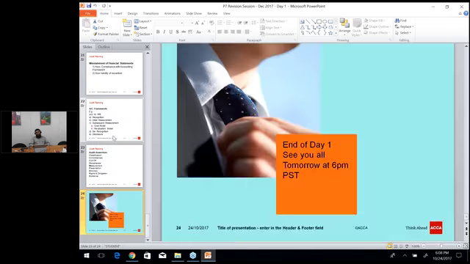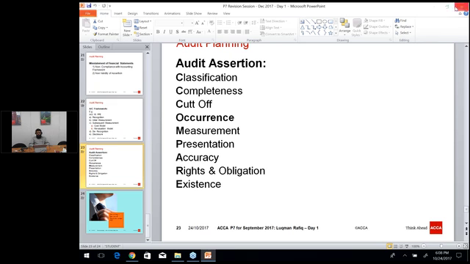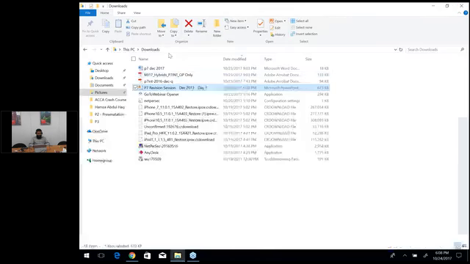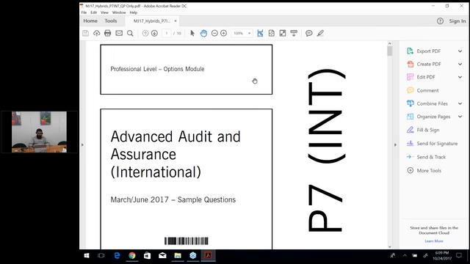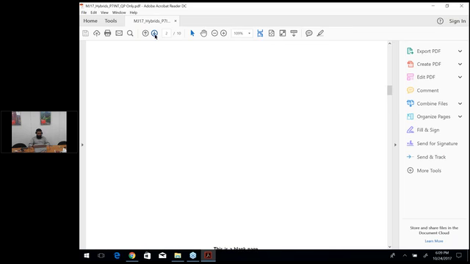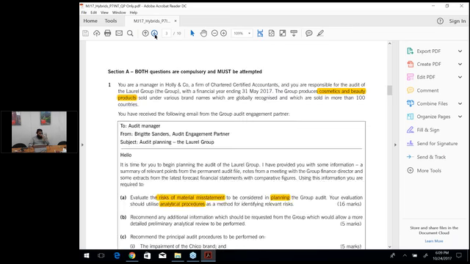Then we started attempting one of the questions. We attempted only one part of the question, and we now need to move on to the second part. The question was March/June 2017, question number 1. We did discuss part A of the question.